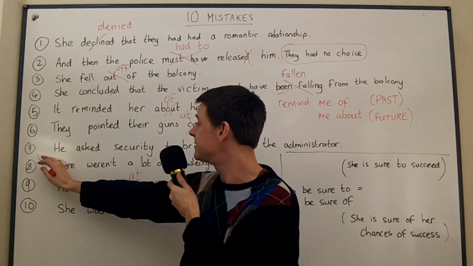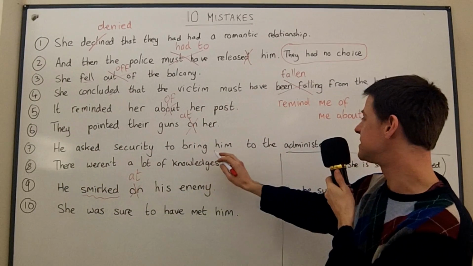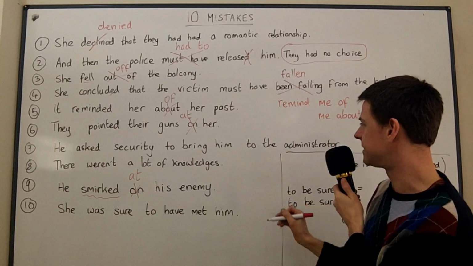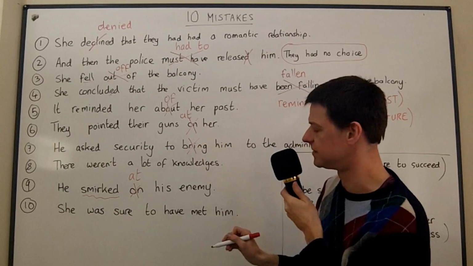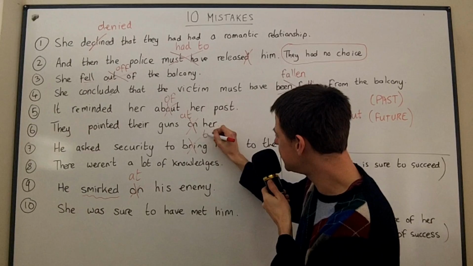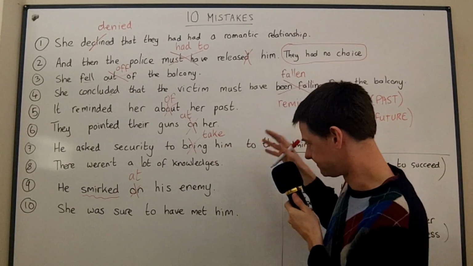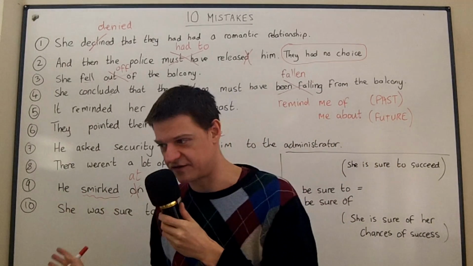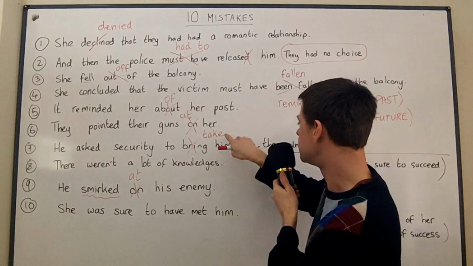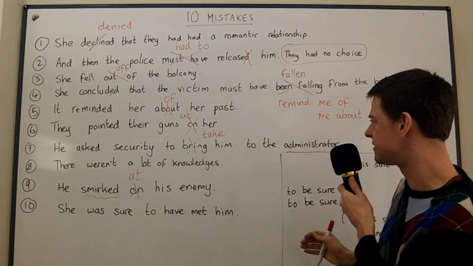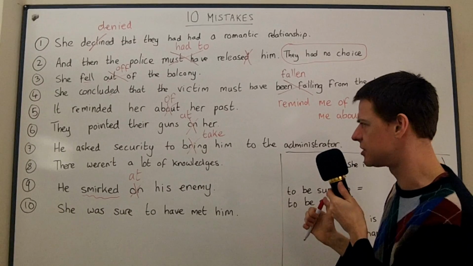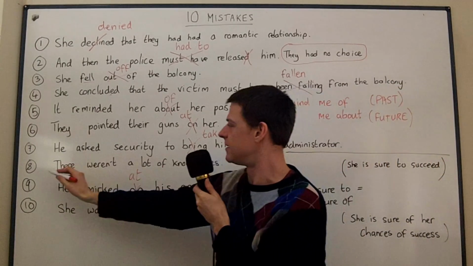Okay, so "at" here. Number 7, he asked security to bring him to the administrator. This is quite unnatural. We would normally say to take him to the administrator. When you mean in the sense of somebody leading you somewhere, you use "take". Take me to the administrator. Take me to the manager. I want to complain.